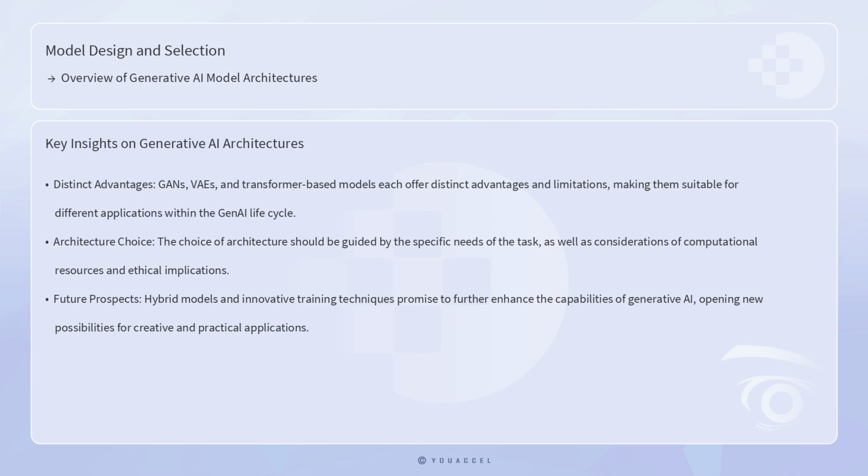In conclusion, the architectures underlying generative AI models, GANs, VAEs, and transformer-based models, each offer distinct advantages and limitations, making them suitable for different applications within the GenAI lifecycle. The choice of architecture should be guided by the specific needs of the task, as well as considerations of computational resources and ethical implications. As the field continues to advance, hybrid models and innovative training techniques promise to further enhance the capabilities of generative AI, opening new possibilities for creative and practical applications.